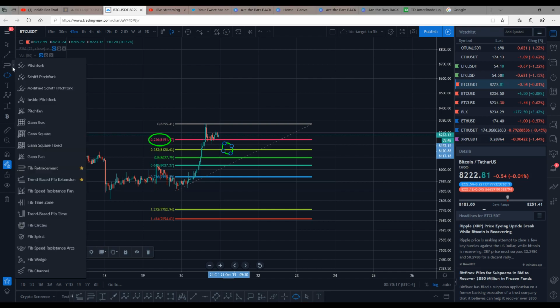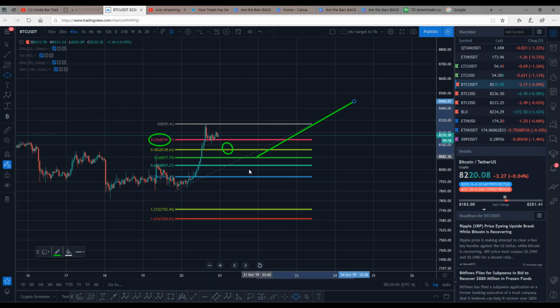Click on the arrow and then you can look for fib retracement. That's all you need to look for, fib retracement, and then click on the star. Click on this star so you can have it on your favorite bar, so you won't have to always go up here and look for it.